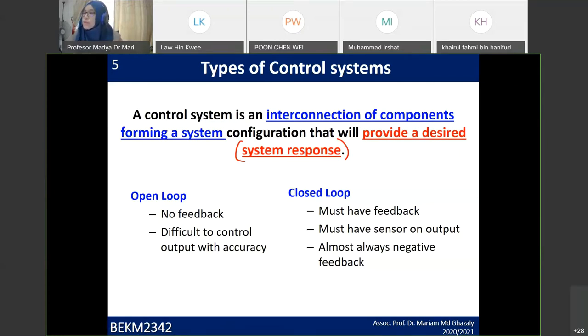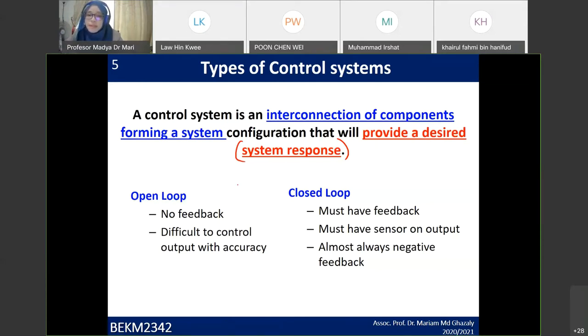For example, you want to control at home, you have the water heater in your bathroom. You will set the temperature to what degree? For example, water heater, 35 degrees. I don't have a water heater at home, I'm old school, shower. So you set the temperature, that will be the reference, the desired response that you want. Once you switch on the water heater, the heating element in the water heater will heat the water inside, and therefore the water will go up to what you set initially.